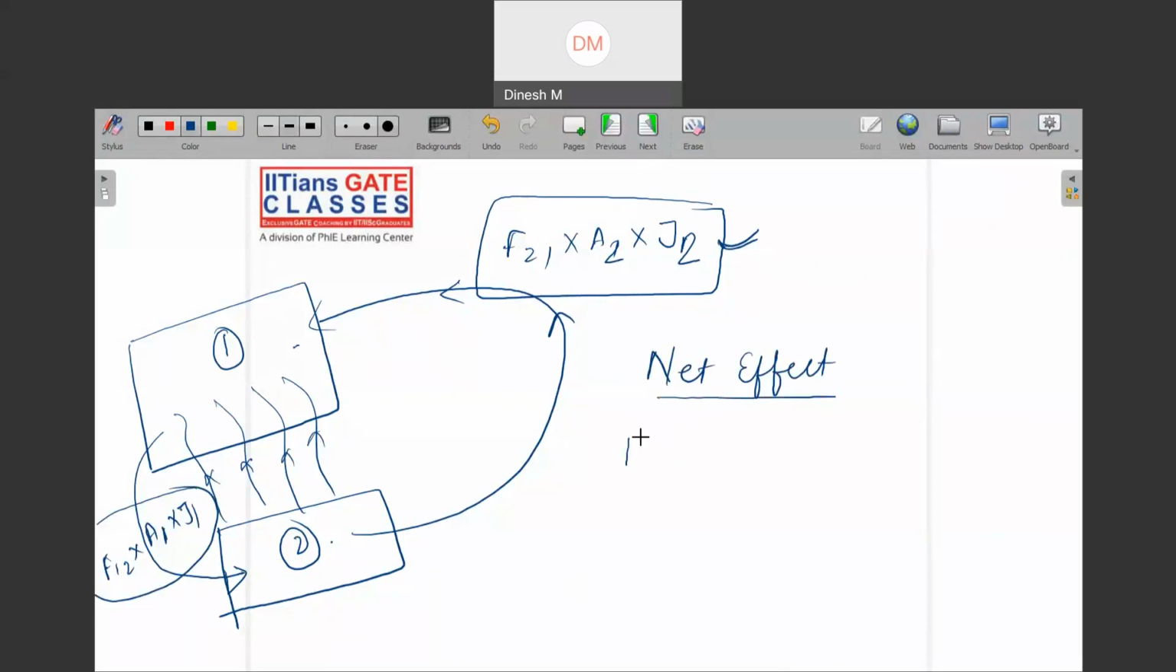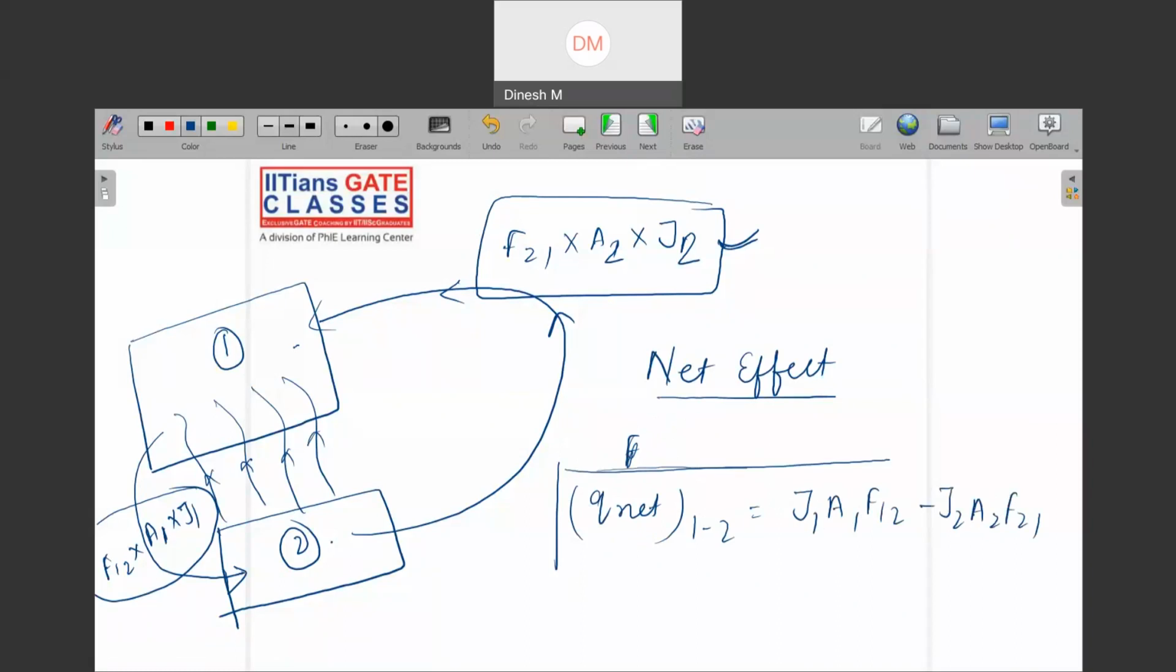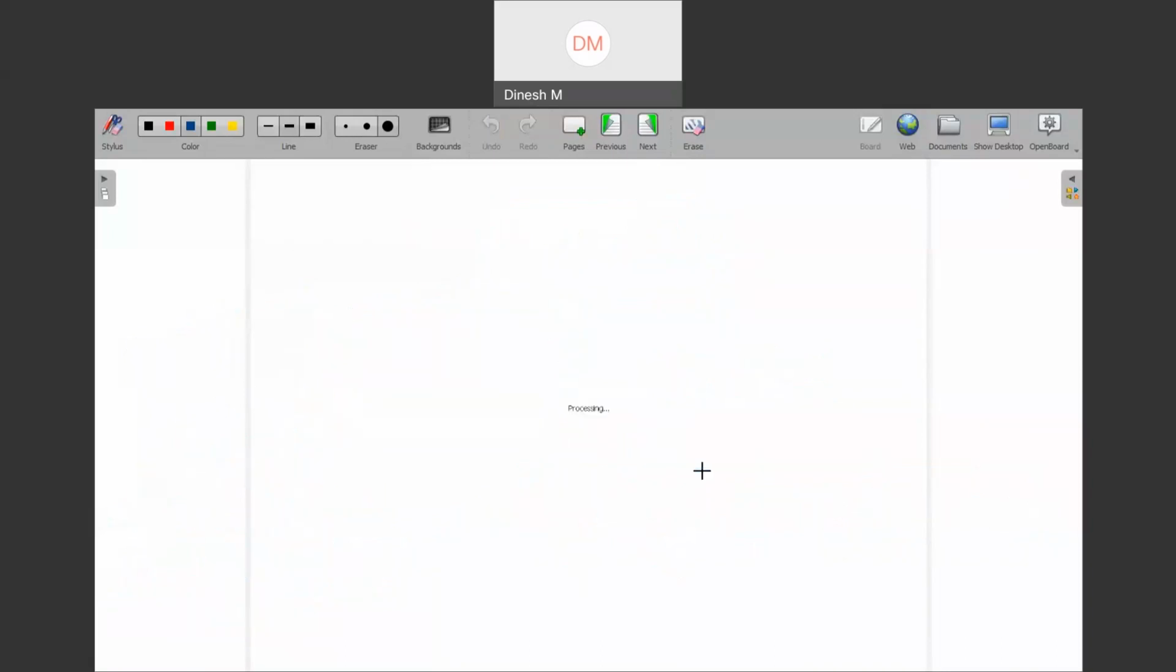So can I write down net effect is nothing but F, like whoever is dominating will decide. So let me write down for any random 1 to 2. So 1 to 2, what is that? J1 A1 F12 minus J2 A2 F21. Why I am writing like this is that J1 A1 F12 is leaving, and J2 A2 F21 is coming onto it. So the difference between these two is nothing but the net effect.